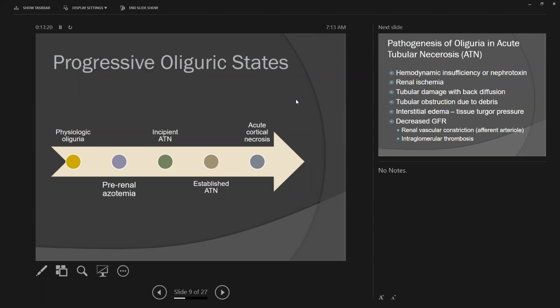Incipient ATN is something we just had to make up, because there's a group of individuals who, as that volume depletion continues, let's say you won the game and the guy that you beat was driving, he got mad and he left you out there in the heat. You had to walk home. And by the time you got home, you were really volume depleted and you went to the emergency room. And now your creatinine is up to 3.2 and your BUN is 80.